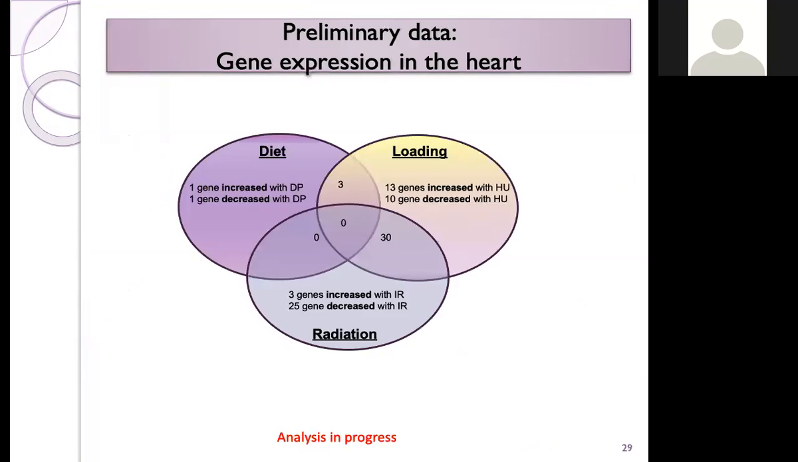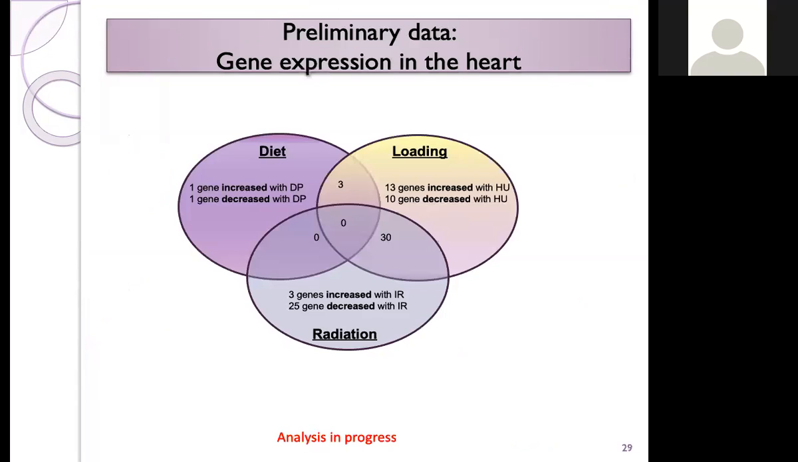So in the heart, which was the first tissue we looked at, we see the effect of the diet, but very little effect of the diet. One gene is increased and one gene is decreased due to dry plant. Unloading, so HU, decreases 10 genes and increases 13. Radiation increased only 3 genes and decreased 25 genes. And we have some overlaps between the diet and unloading and the radiation and unloading.